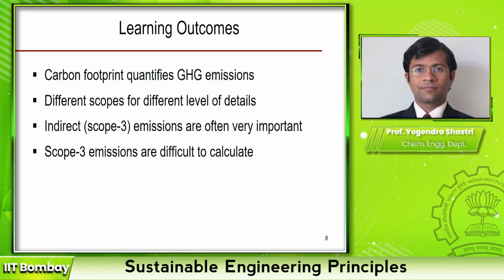So these are the learning outcomes of this module. Carbon footprint quantifies GHG emissions. There are different scopes, different levels of details. Scope 3 emissions or indirect emissions can often be very important and therefore should not be ignored. But at the same time, scope 3 emissions are also more difficult to calculate.